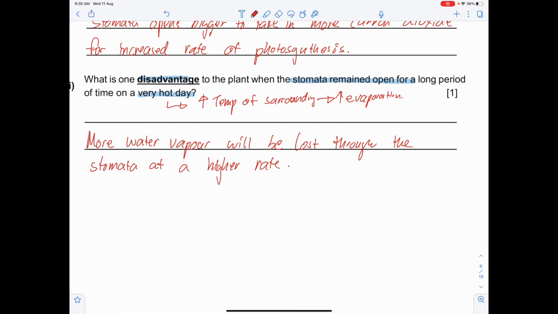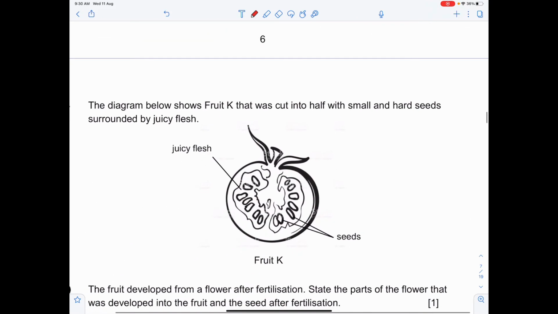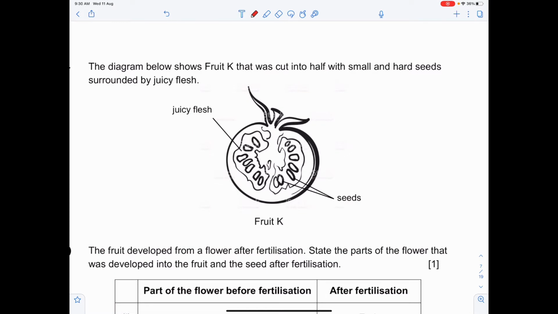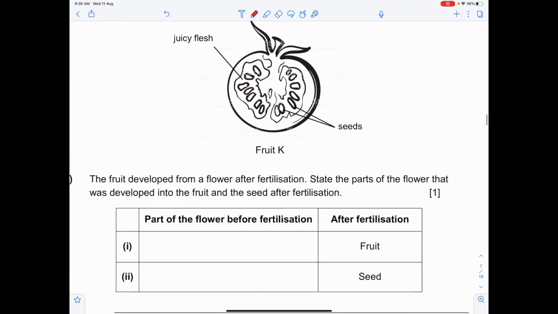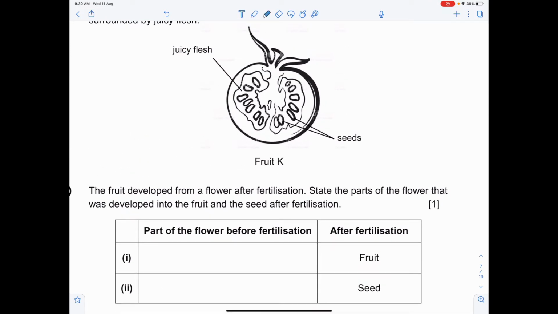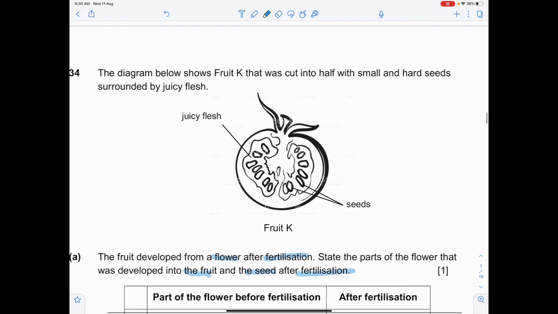Alright, moving on to the next question. The diagram below shows fruit K that was cut into half with small and hard seeds surrounded by juicy flesh. The fruit developed from a flower after fertilization. State the parts of the flower that developed into the fruit and the seed after fertilization. So this one is to do with plant reproduction, this topic, okay?